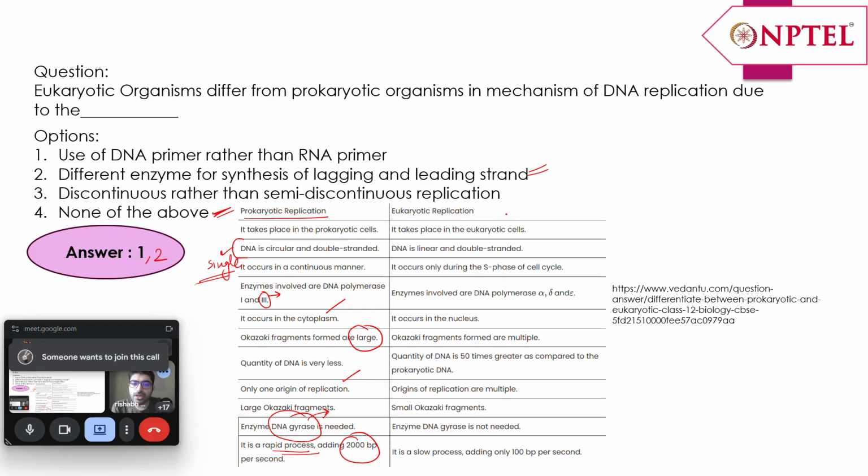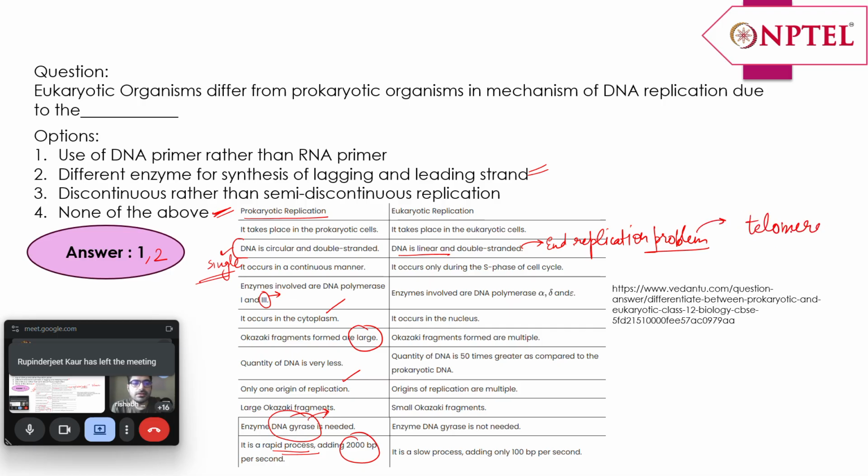Now, talking about the eukaryotic replication, because the DNA is linear and double stranded, due to this there is a problem that is called the end replication problem. Because of this, the telomeres, that are the end of the chromosome, have separate replication. Then it occurs in the S phase of the cell cycle.